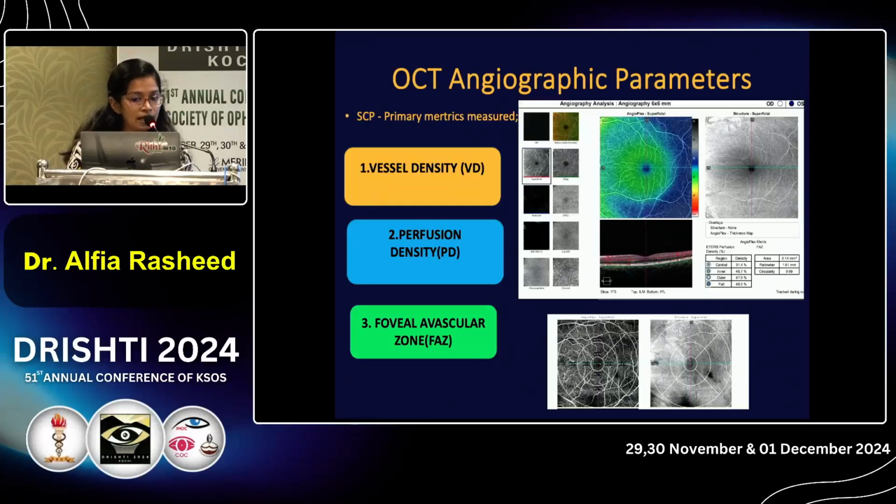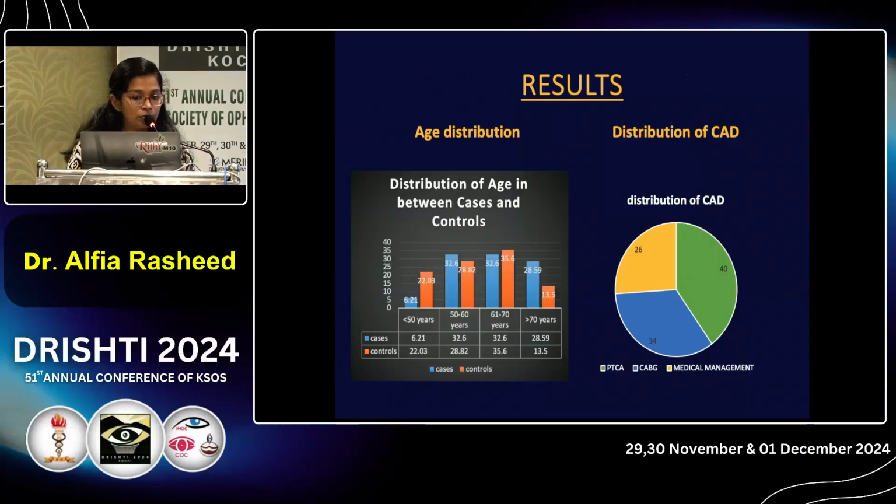The OCT angiographic parameters which we studied were in the superficial capillary plexus, which included the vessel density, perfusion density and the foveal avascular zone, through the ETDRS grids shown below. It has an inner 3 mm and outer 6 mm circle. The results showed most of the patients were between 50 to 70 years of age, and in the distribution of CAD, 40% underwent PTCA, followed by CABG and medical management.